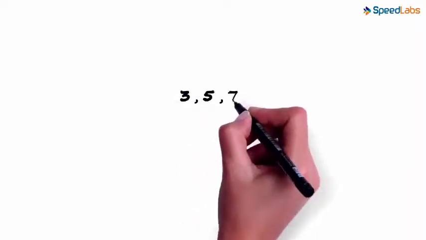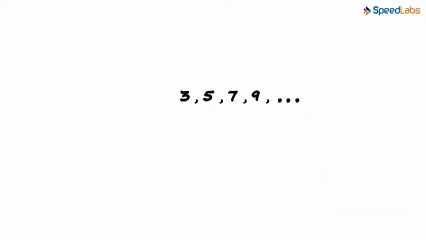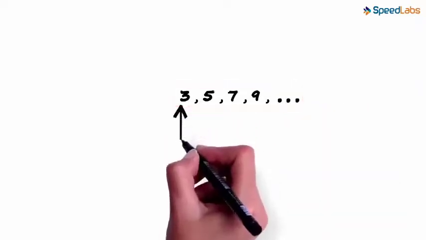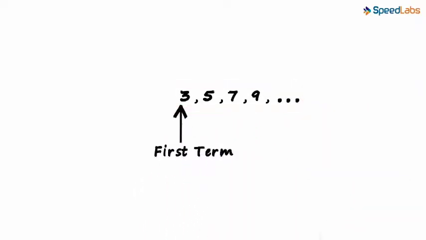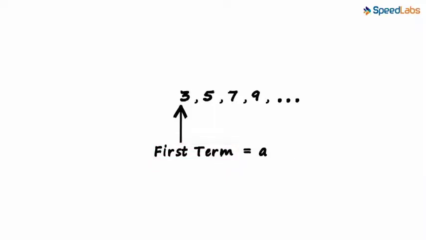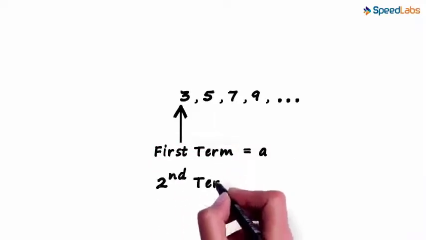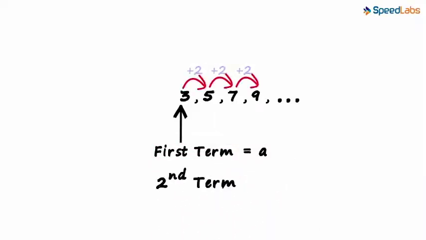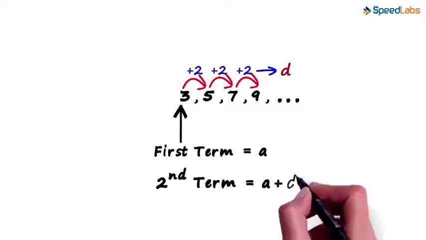We have seen a sequence like 3, 5, 7, 9 and so on. In this sequence, 3 is the first term. To define the nth term in a simpler way, we just call the first term as A. How do we define the second term then? The common difference, as we can see, is 2. If we call the common difference as D, the second term can be written as A plus D.